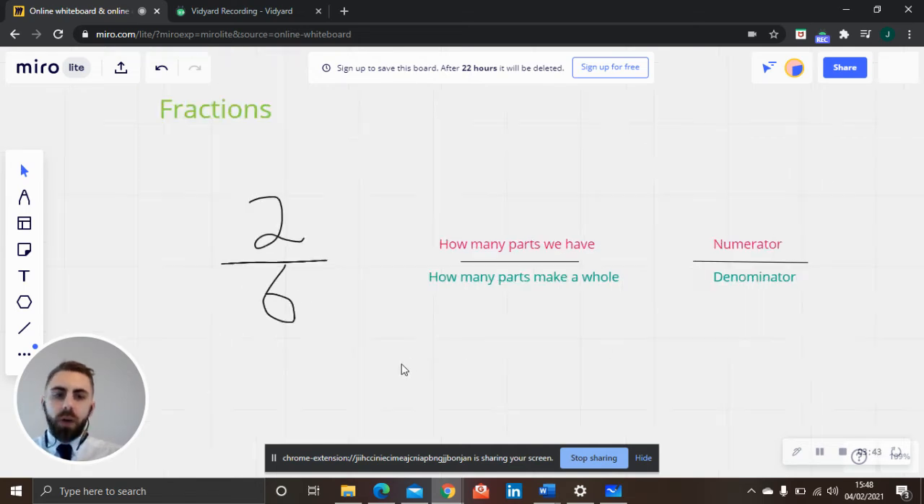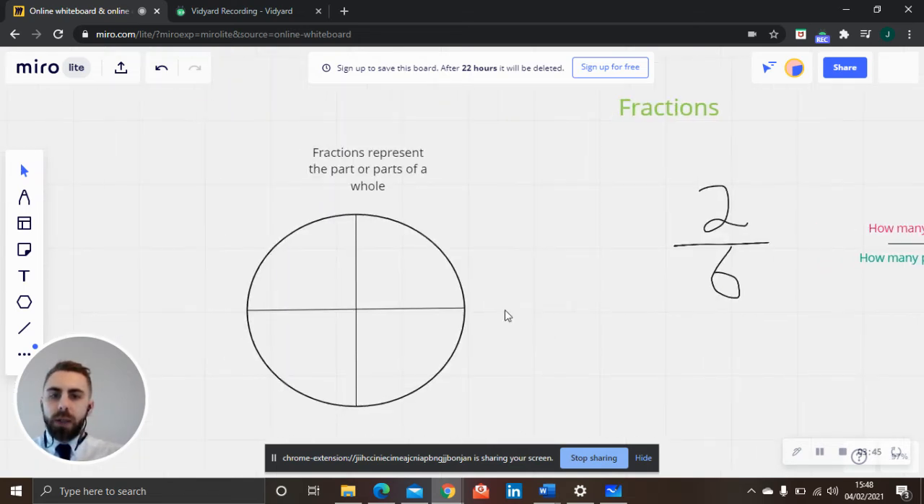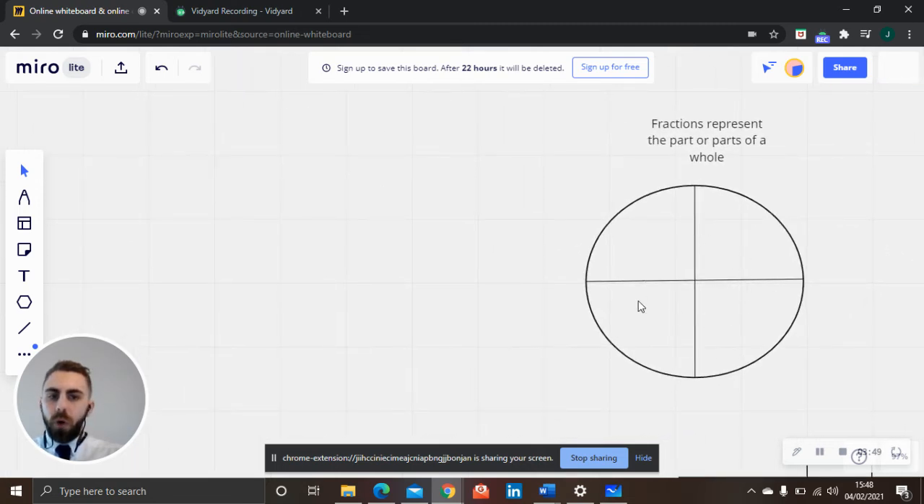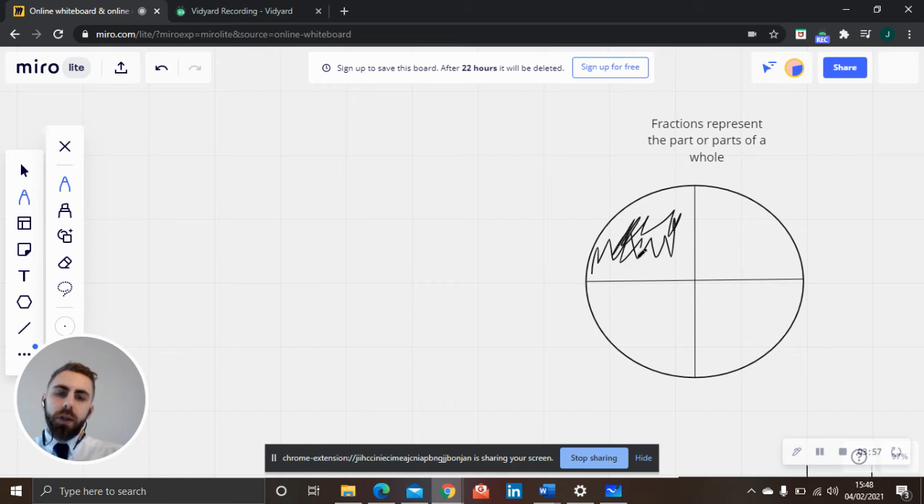So with that in mind, let's go back to our diagram. Let's go back to our pizza, and we have 4 pieces there. But we are going to give 1 piece away to Miss Myers.